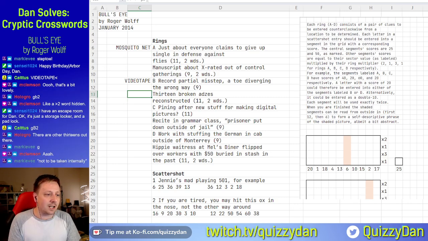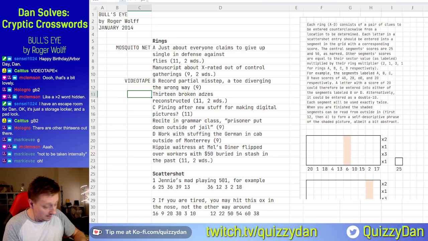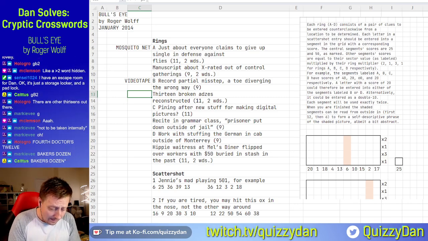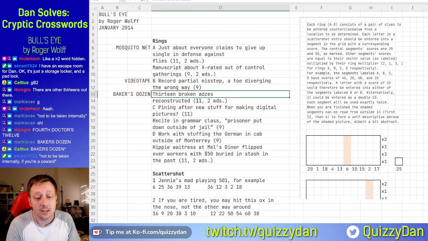Anyway, type 30. Okay, type the answer in the chat. 13 broken adzes reconstructed. Does it say not to be taken away? Probably does. Apply a thin layer to the skin 2 to 3 times daily. Oh, I've been doing that. It is the baker's dozen. Absolutely. I realised that you had no proof that I actually had solved that, but I honestly had baker's dozen.